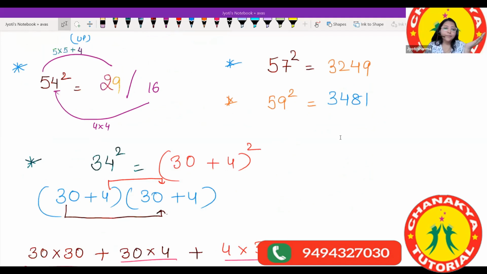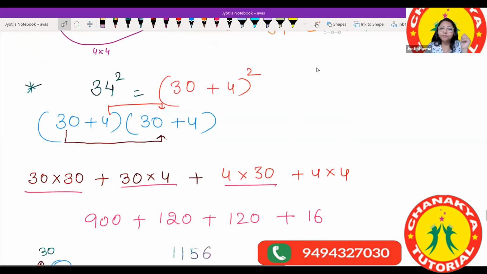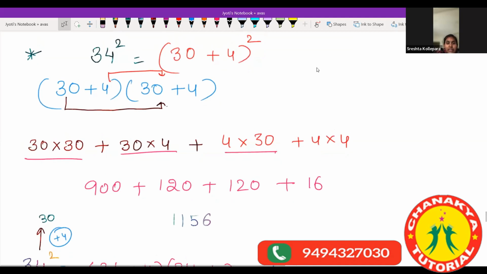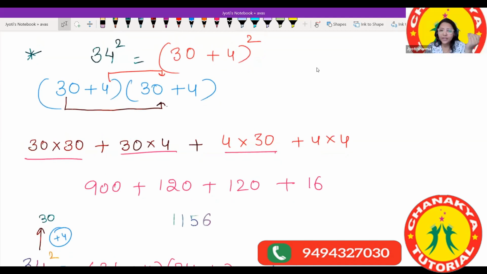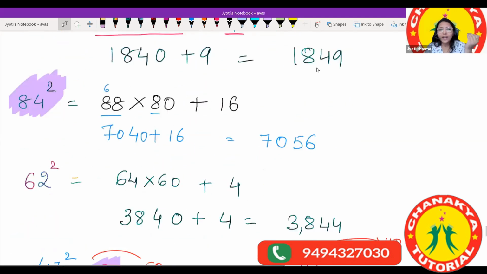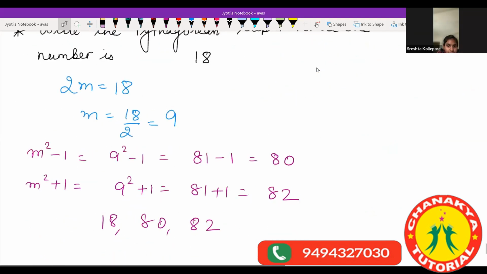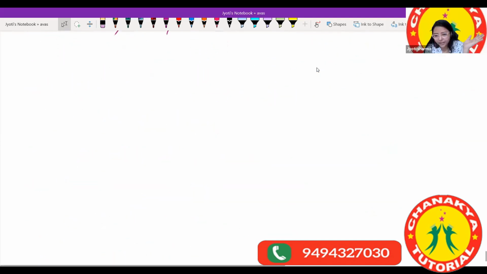After that, we found 34 square. Then we learned that if you have any general number, how you can find the square. Let's say 34 square, 36 square, 38, 39, 92, 91. Ma'am, can you explain the 5 square thing? I didn't understand. Okay, I will explain it again together. We will be doing one question from each. After that, we again practiced Pythagorean triplets. All right, let's quickly start today's work.